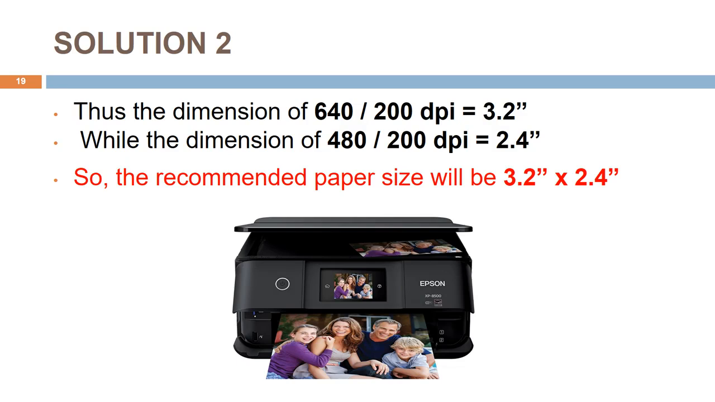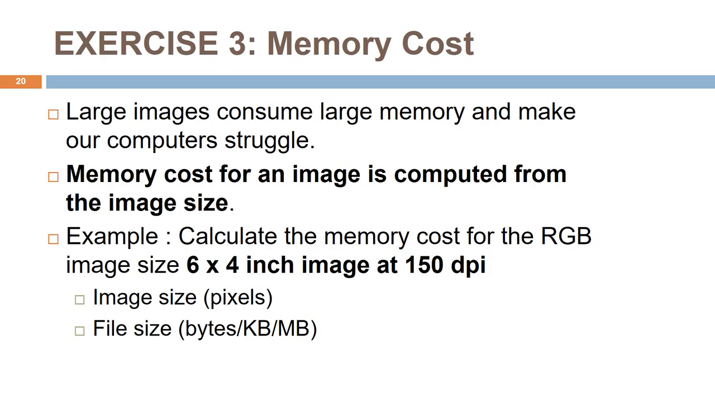So, how much storage in your memory does one single image that you store cost? The larger the image, the more memory space it will consume. This is what we call memory cost. Memory cost is computed based on the image size. For this example, what is the memory cost for a 6 by 4 inch image at 150 DPI resolution? First, you must determine the image size in pixels, then calculate the file size in your memory space.